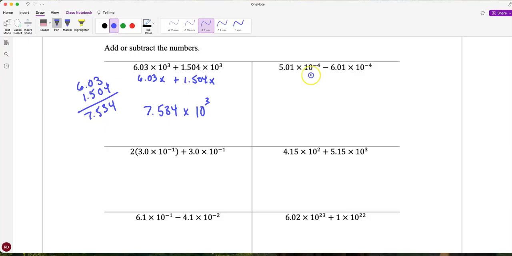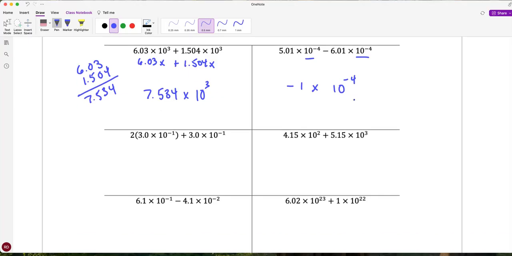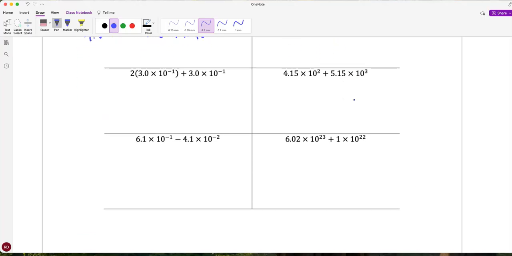This one, I have like terms, okay? So 5.01 minus 6.01, this is negative 1 times 10 to the negative 4th power. Next one, I need to distribute this. This is 6 times 10 to the negative 1 plus 3 times 10 to the negative 1, which is 9 times 10 to the negative 1.